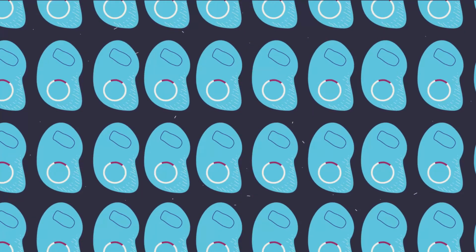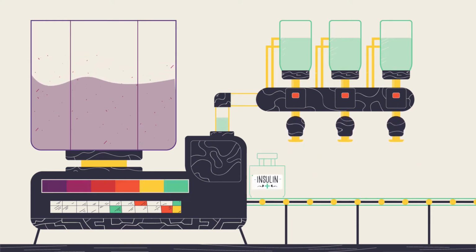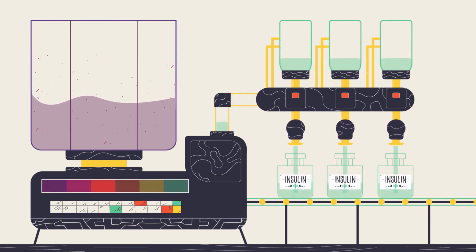And a little while later, we have millions of bacteria producing the human insulin protein and excreting it. The human insulin is filtered out and purified and can then be used by people with diabetes. How simple is that for saving lives?